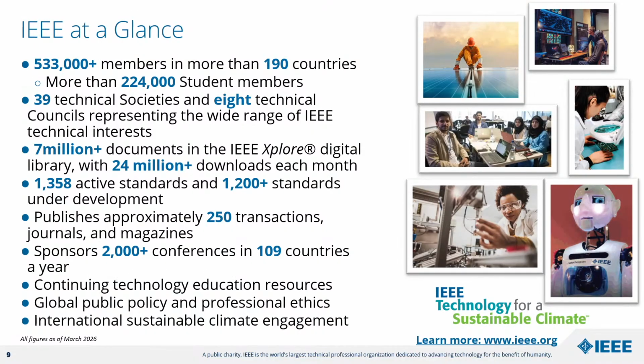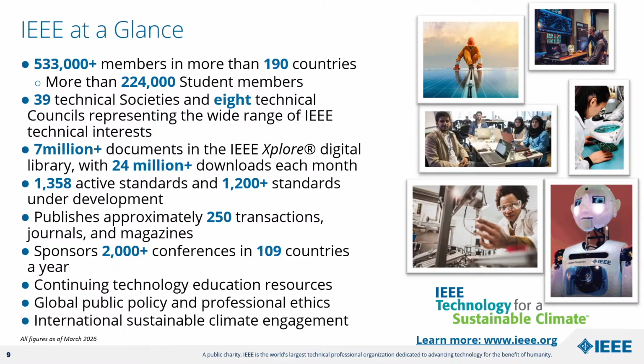In 1912, the Institute of Radio Engineers was formed with a focus on new industries of wireless technologies and electronics. And on January 1st of 1963, these two groups joined together to create what's the Institute of Electrical and Electronic Engineers, or the IEEE. So the IEEE today has over 500,000 members in over 190 countries. We have 39 technical societies and 8 technical councils.